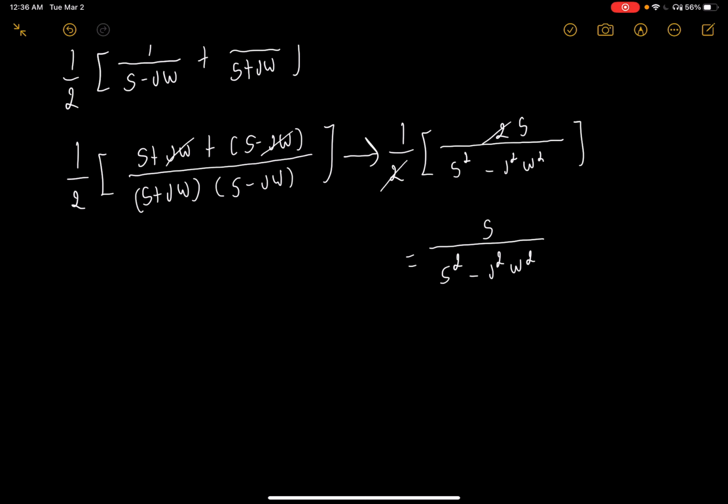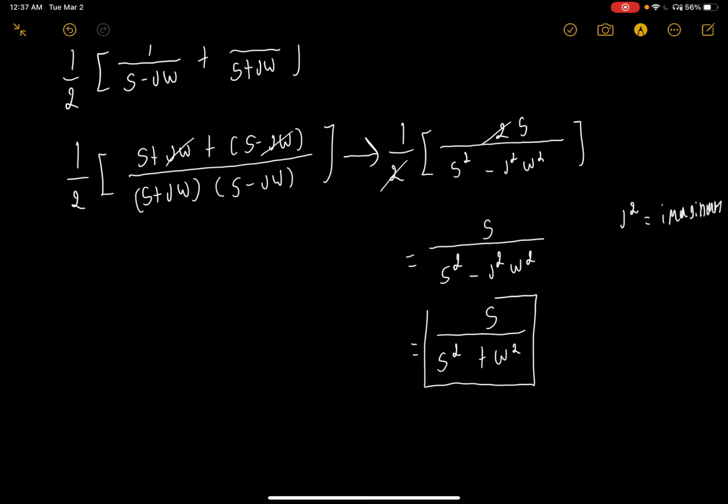However, remember, j squared is negative 1. Therefore, our final answer will be s over s squared plus omega squared. And this is the Laplace transform of cosine.